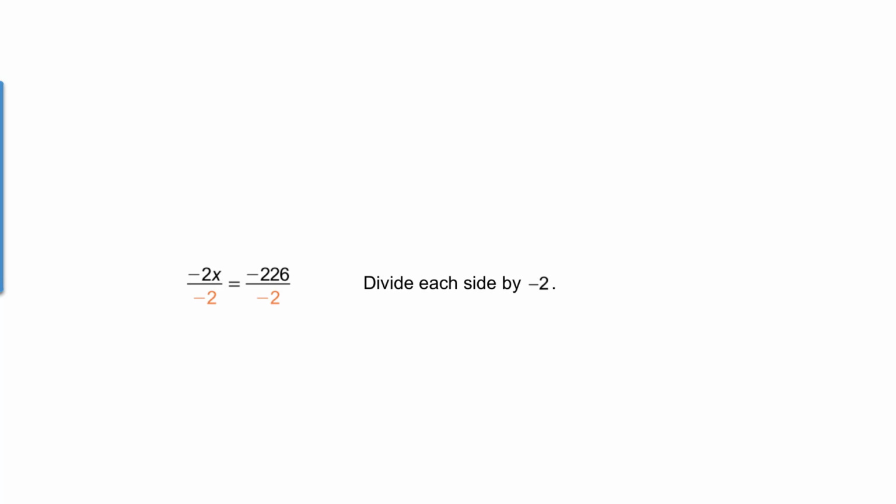Negative 2x divided by negative 2 is simply x. And negative 226 divided by negative 2, a negative divided by a negative is a positive. And 226 divided by 2 is 113. So our simplest form, x equals 113.